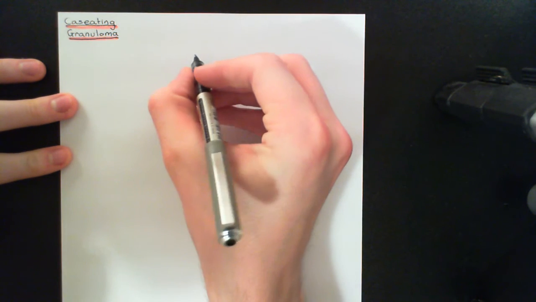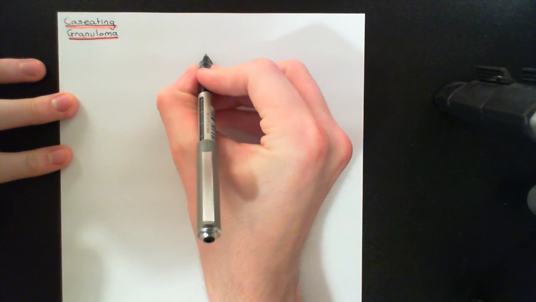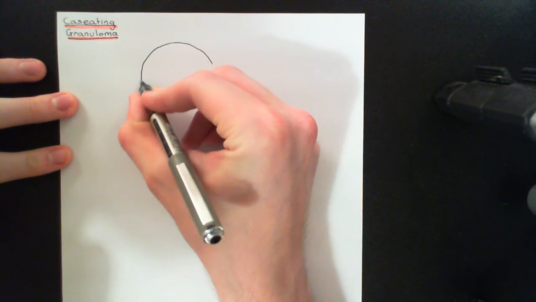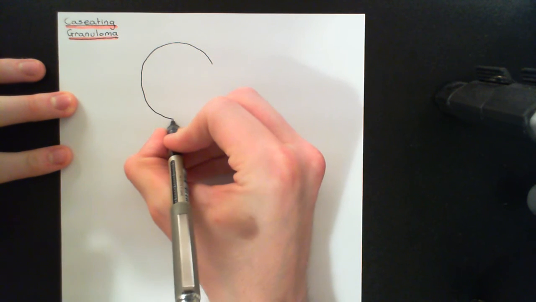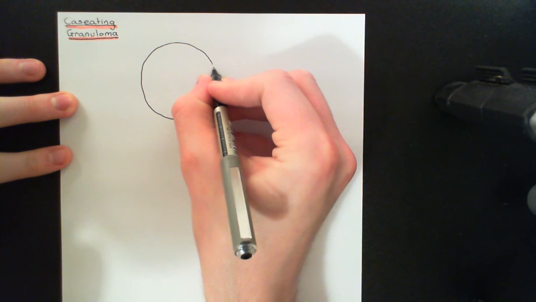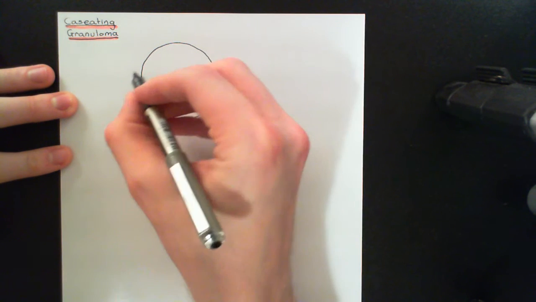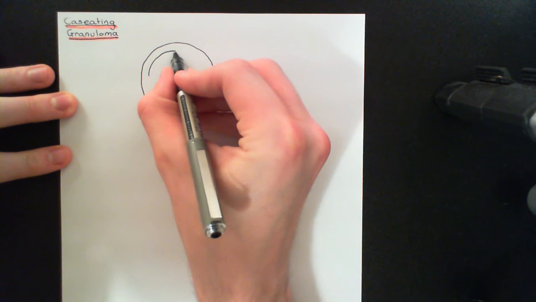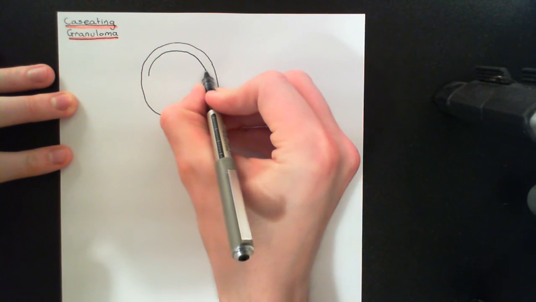Okay, so drawing a picture then of a granuloma, it's always a good place to start by drawing a circle. So of course all I'm going to draw is a two-dimensional cross-section of what a granuloma would look like, but hopefully this will communicate the three-dimensional structure. So we'll start from the outside and work inwards.